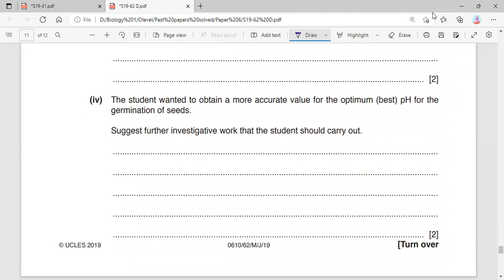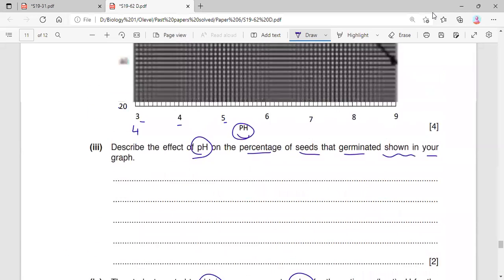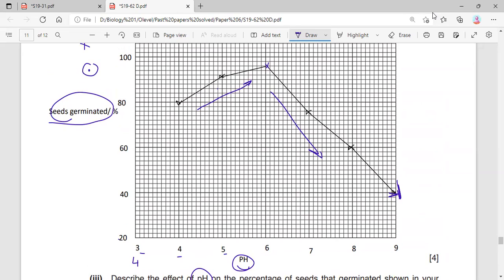The student wanted to obtain a more accurate value for the optimum pH. Can I say that this is the optimum pH? Can I be sure that this is the optimum pH for the seeds? I cannot be sure that pH 6 is the optimum because I didn't try anything around it. I did not try 6.5. I did not try 5.8. If you tried these pHs, it might give you a higher percentage of seeds.